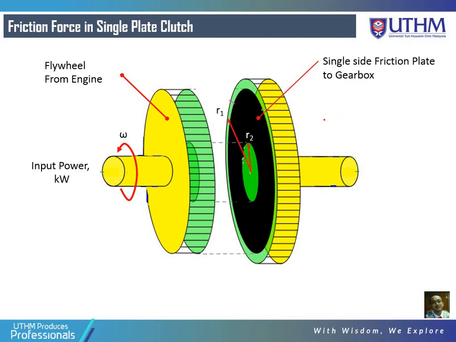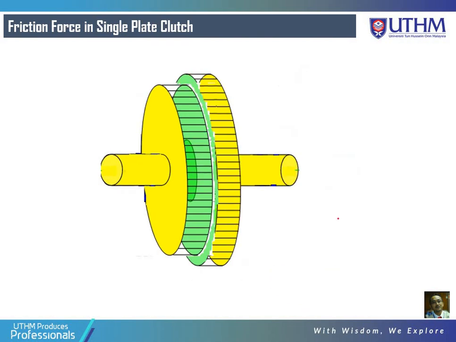to the gearbox. We notice that there is a friction plate with a predetermined radius from the center of rotation. This one is R2, and then to the edge of the black color over here is R1. And the friction plate has a coefficient of friction, mu.